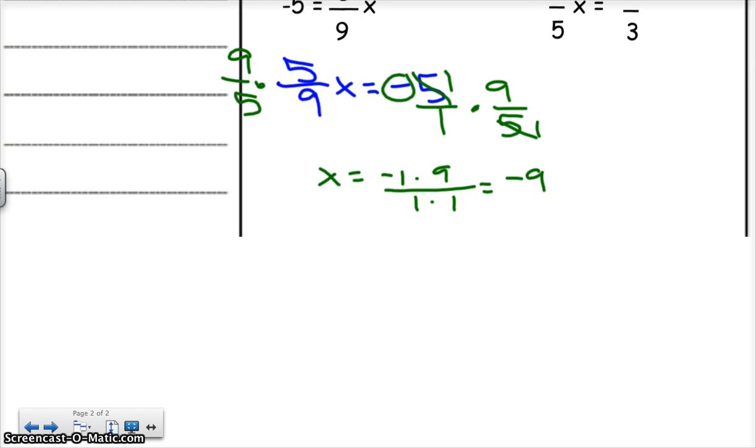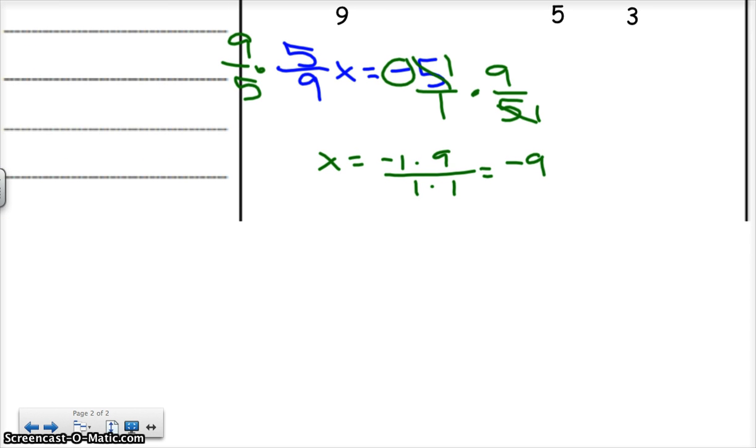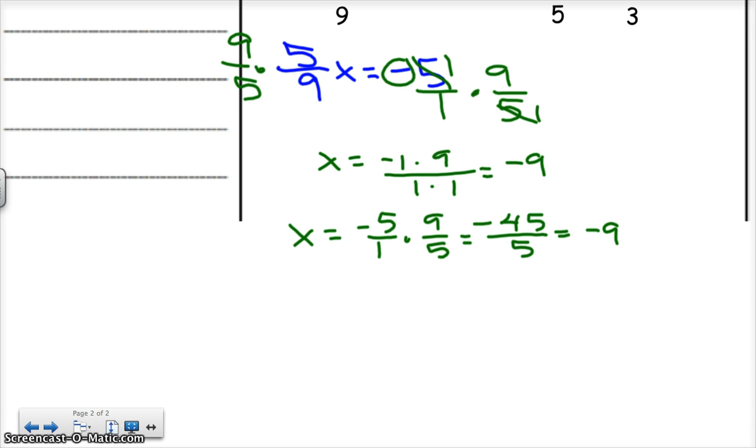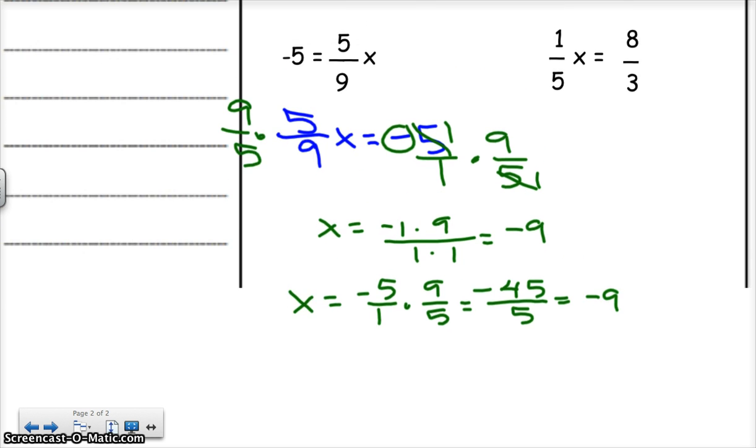You don't have to cross simplify because if you think of it, if I got x is equal to negative 5 over 1 times 9 over 5, you can still go top times top over bottom times bottom and still get to the same thing. Just a lot of times kids mess up simplifying. But you could do either or. You don't have to cross simplify. It's just easier.